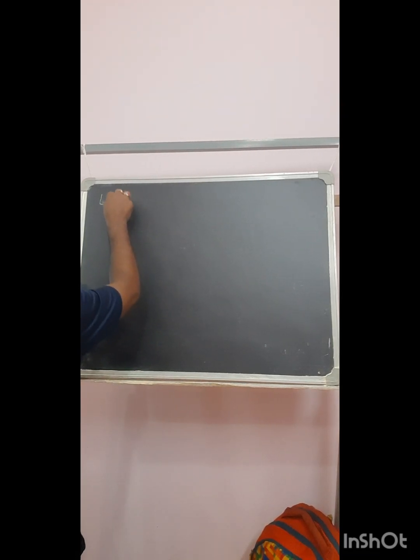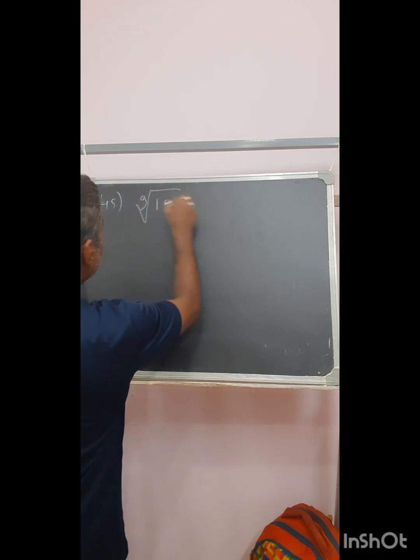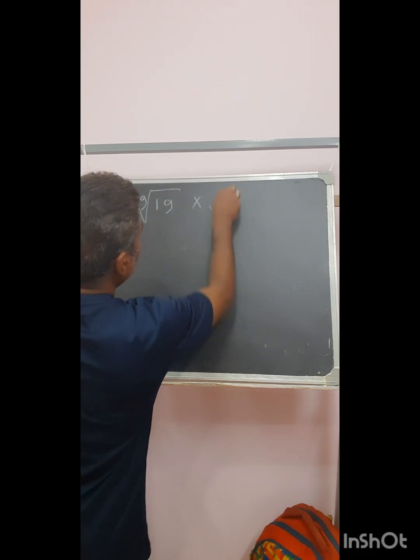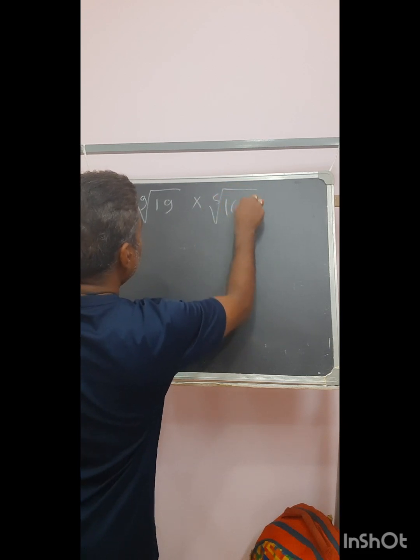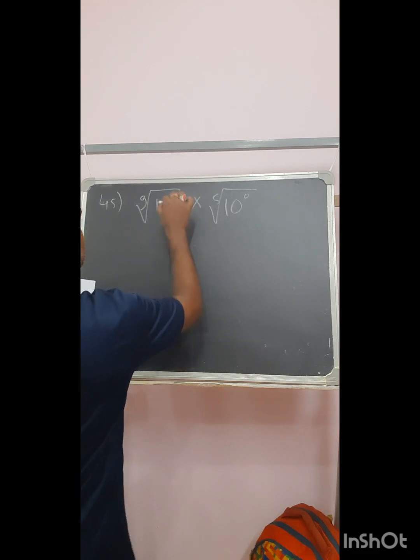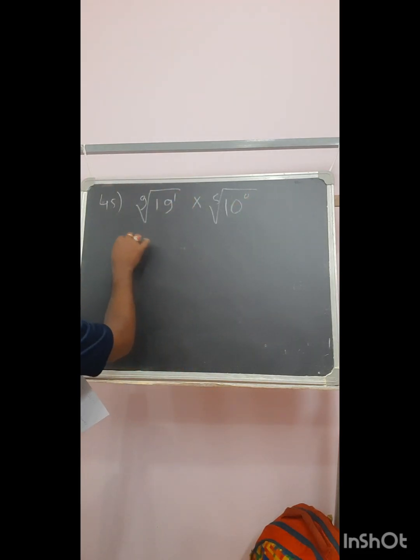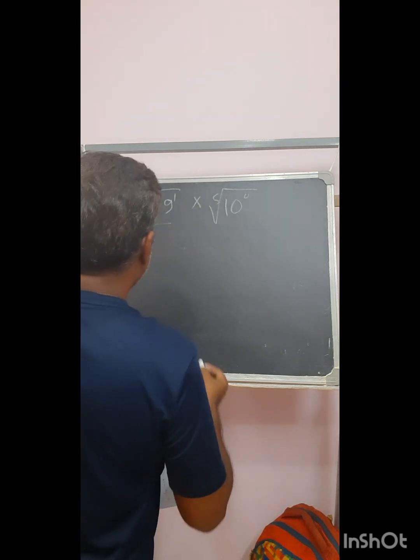45. I'll start straight away from 45. The 45 number problem says it is the ninth root of 19 multiplied by the fifth root of 10 to the power 0, as 19 has index 9 and the other has index 5. What is the value? Now, by seeing this, it may seem complex, and how can I solve it.